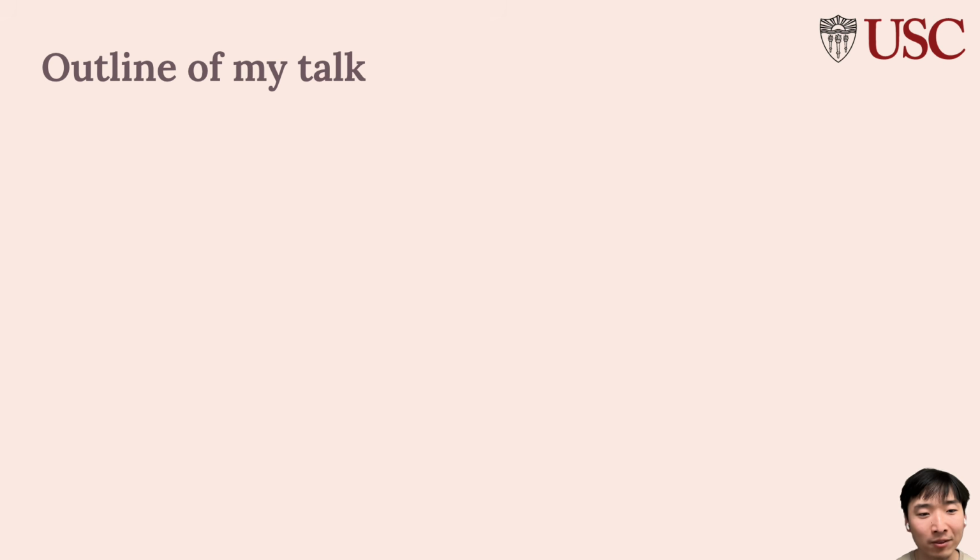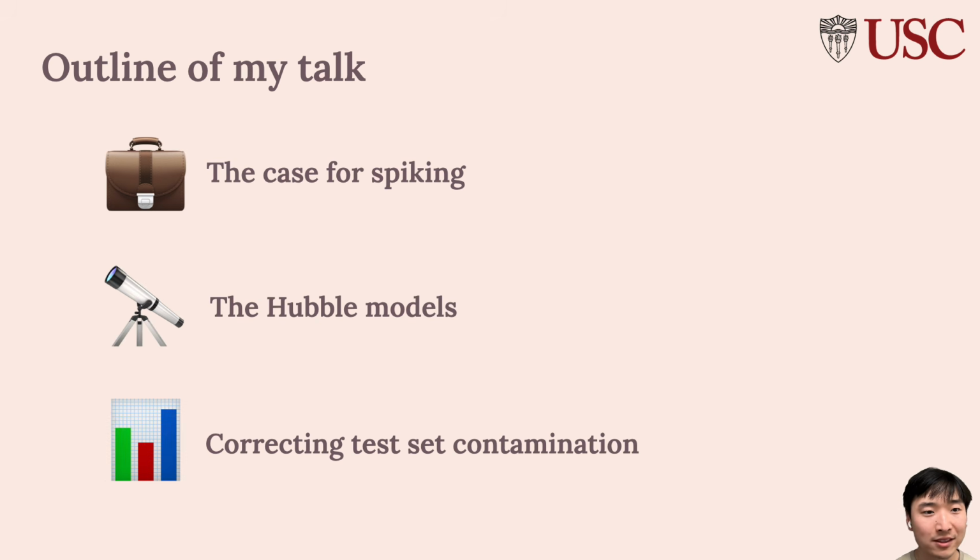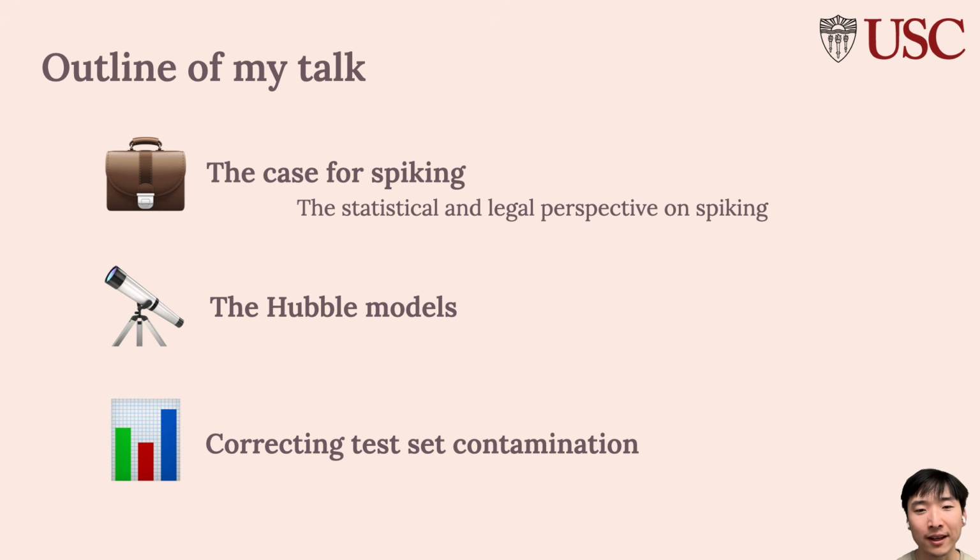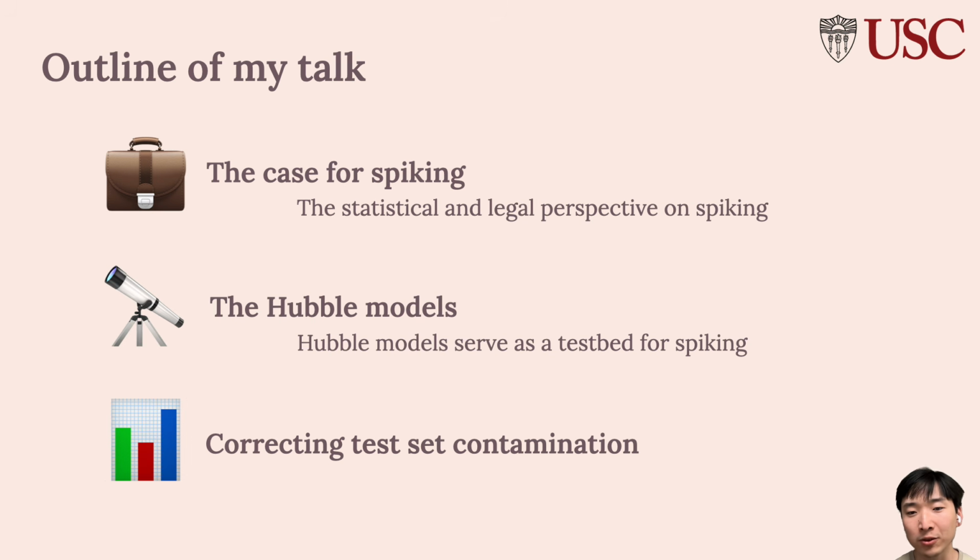Okay, I'll give an outline of my talk. My thesis is 3 parts, and correcting test set contamination will be the last part. In the first part, I will give a case for spiking from both the statistical and legal perspective. This is a warm-up section and highlights insights from my earlier work that brings us to spiking today. In the second part, I will give an overview of the Hubble models. We released the Hubble models to advance the study of LLM memorization, and it serves as a test bed for our correction methods in the last section.